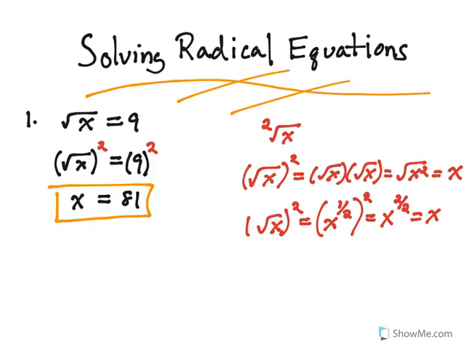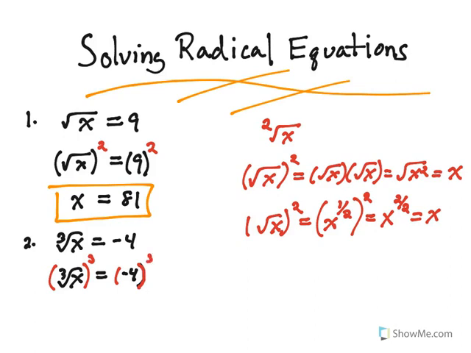Let's look at another example. Cube root of x equals -4. So what we're going to do is take the cube root of x, and we're going to raise that to the third power. And we're going to do the same for -4. We're going to raise that to the third power as well.